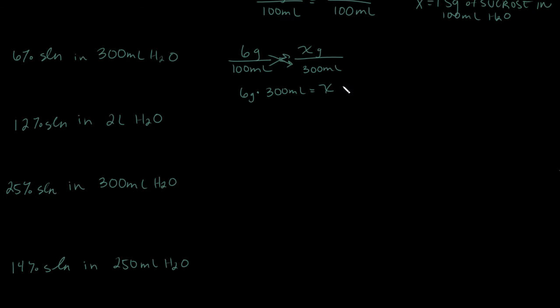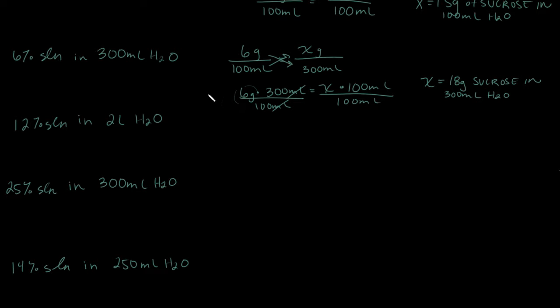I divide by 100 milliliters on both sides. Milliliters and milliliters cancel. We're left with grams. And in this case, X is equal to 18 grams of sucrose in 300 milliliters of H2O.